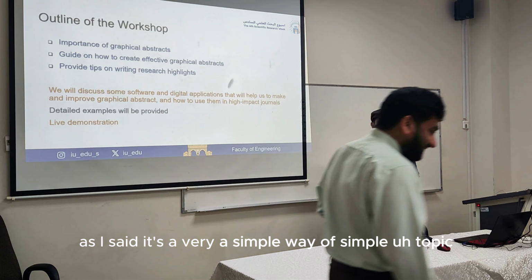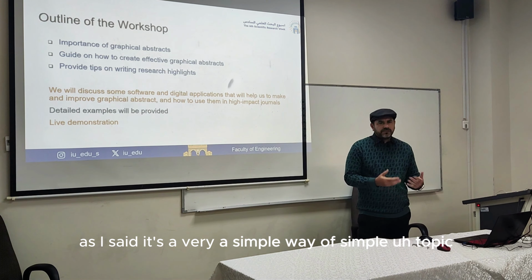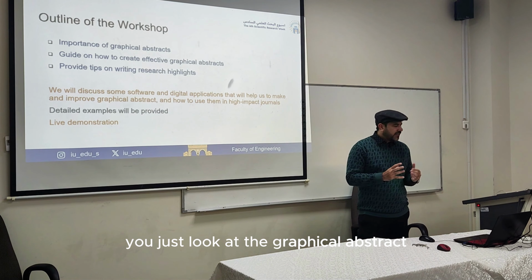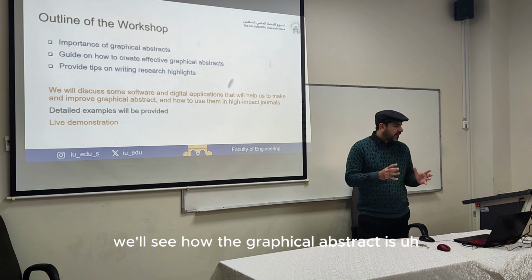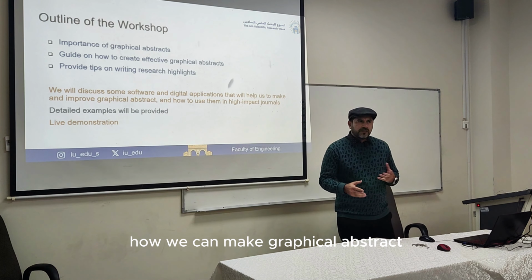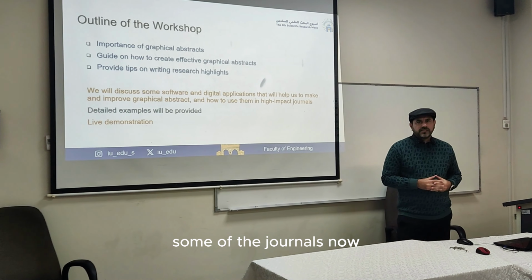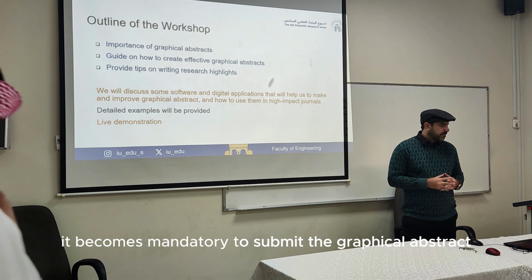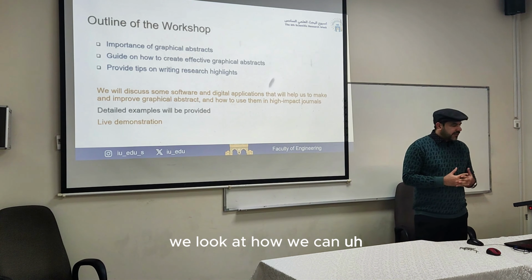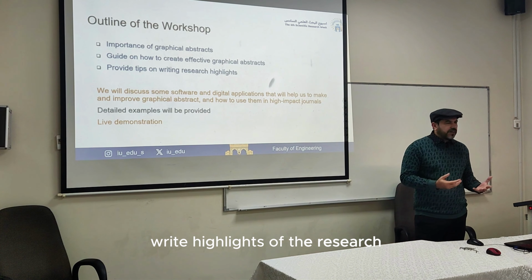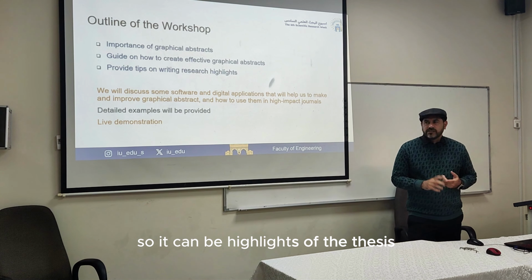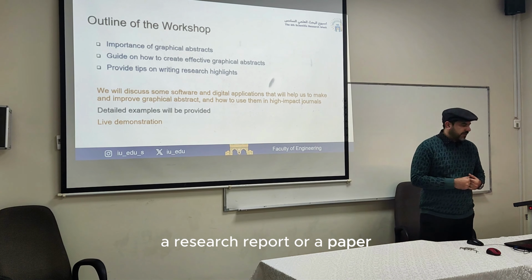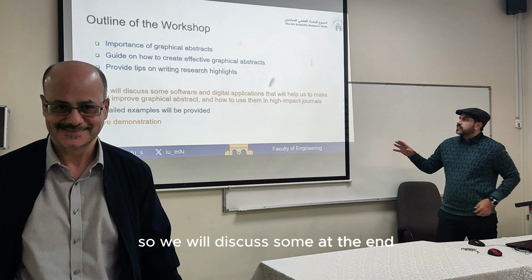So what is the outline of this? As I said, it's a very simple topic. You just look at the graphical abstract. You'll see what the graphical abstract is, what the importance of the graphical abstract is, and how we can make a graphical abstract. Some of the journals now make it mandatory to submit the graphical abstract. We look at how we can write highlights of the research. It can be highlights of a thesis, a research report, or a paper. We will discuss some at the end.